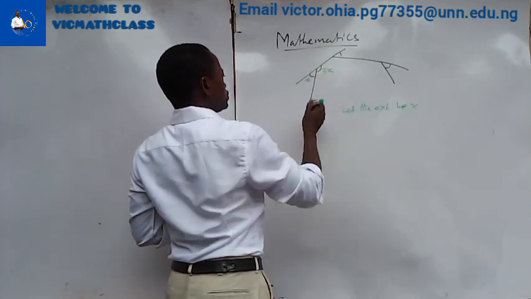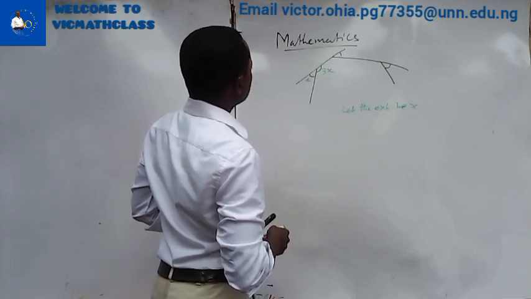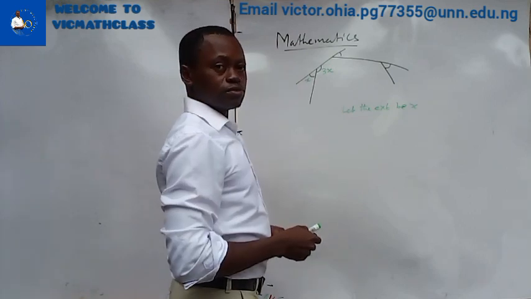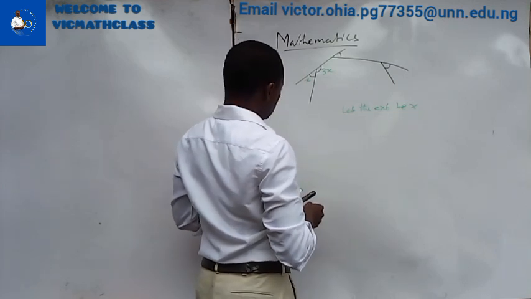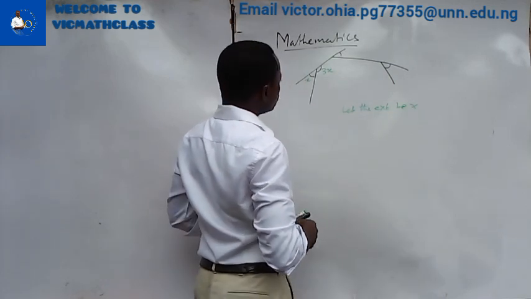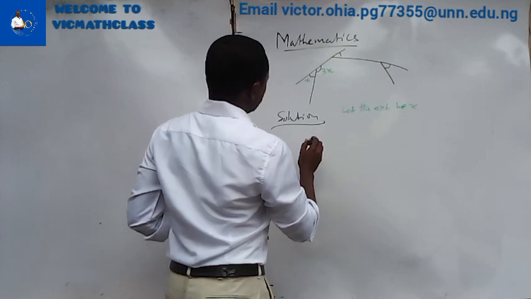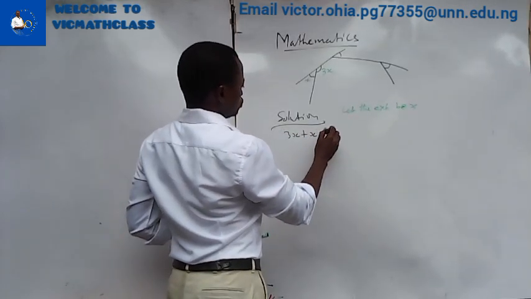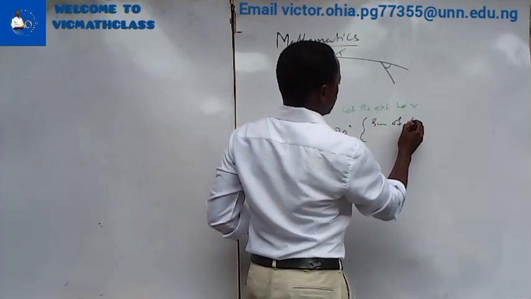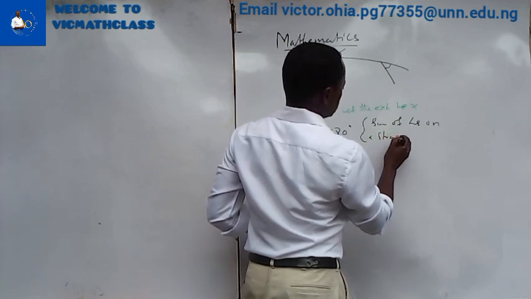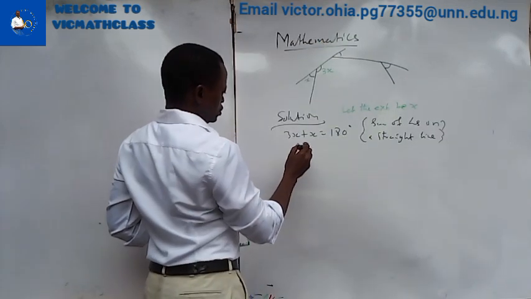So here x. That means the interior is 3 times the exterior, which will be 3x. When I do that, I can obtain the value of x. It's a very simple thing. If this is x, then the interior is 3x. But there's something you need to know here: this 3x plus x is equal to 180 degrees. Why? Sum of angles on a straight line is 180 degrees. So we have 4x equals 180 degrees.